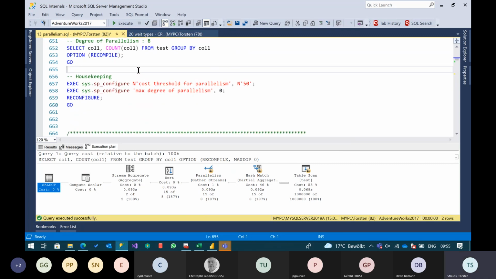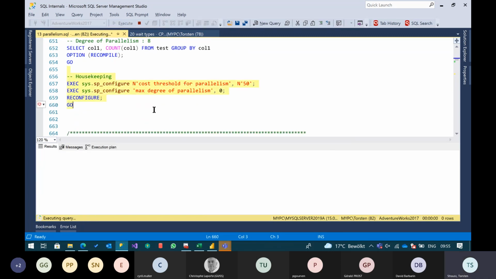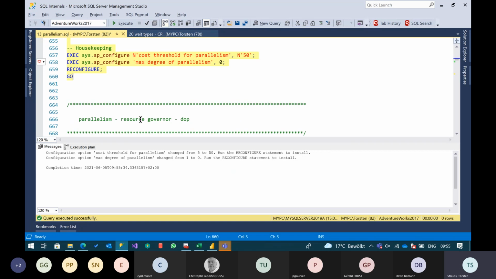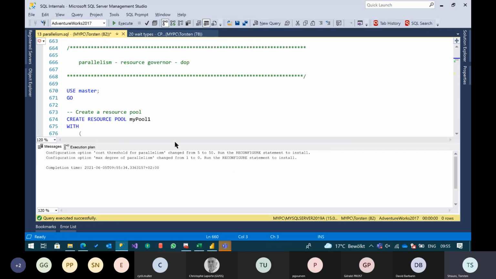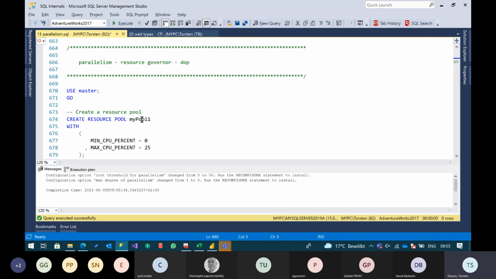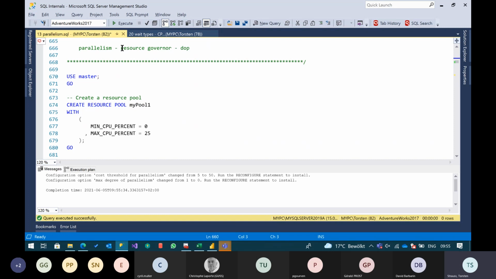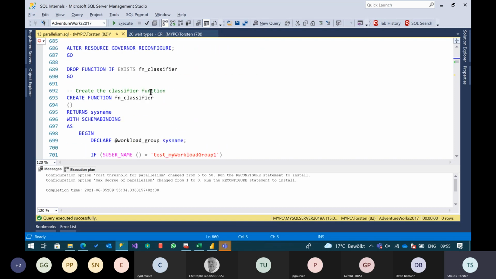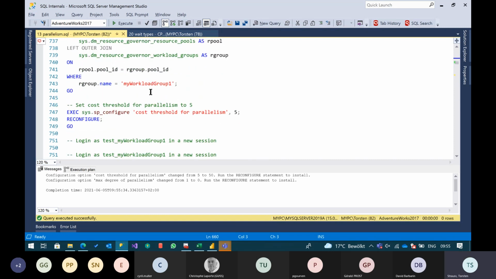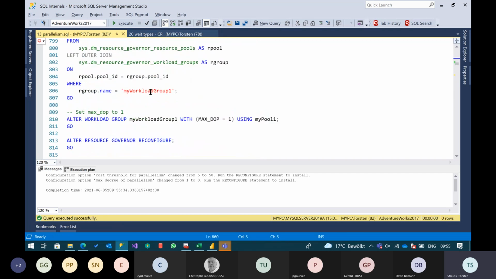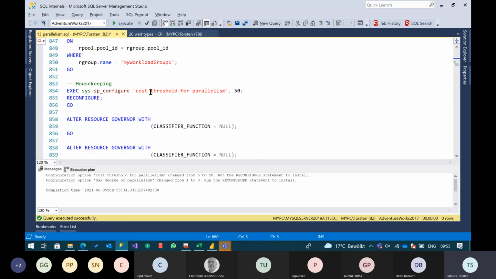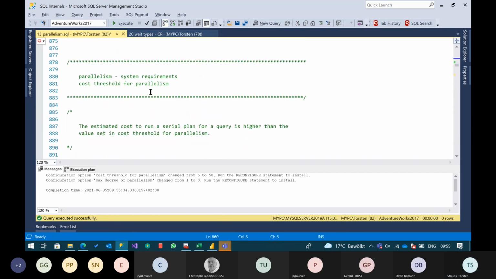I just want to do some housekeeping because otherwise everything else is not working anymore. I will go to the resource governor later on because it takes some time and I want to ensure that I will present other things before.